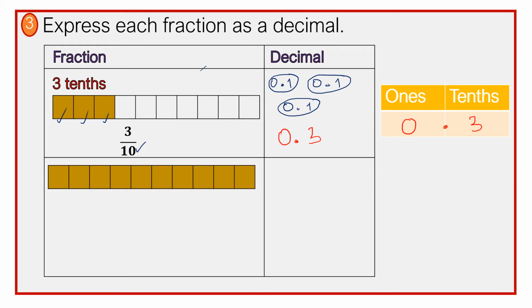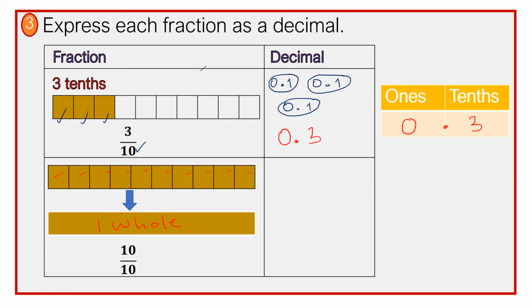Now, for this part, we see that all 10 parts are colored. You see? 1, 2, 3, 4, 5, 6, 7, 8, 9, 10. The whole of it is colored. So we say that this is the same as one whole. Because this is 10 out of 10, which is the same as 1. But now, we need to write one whole number as a decimal.